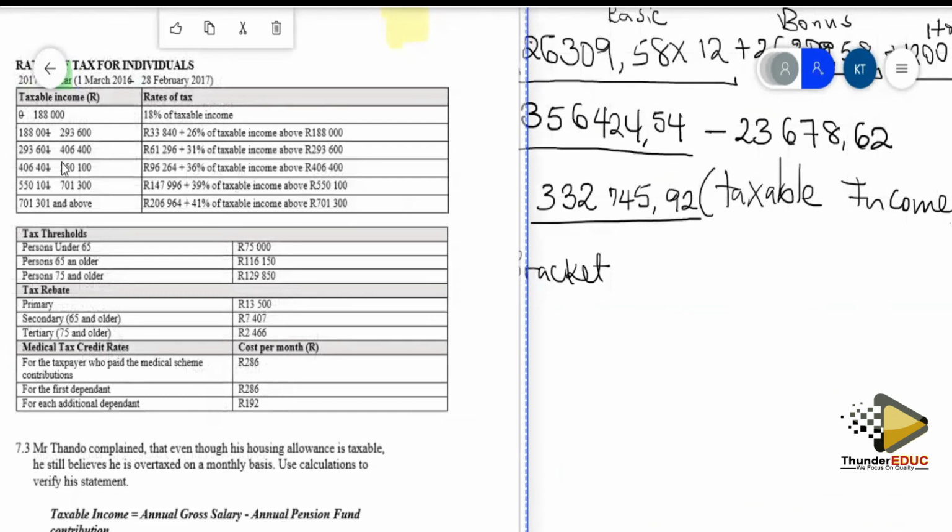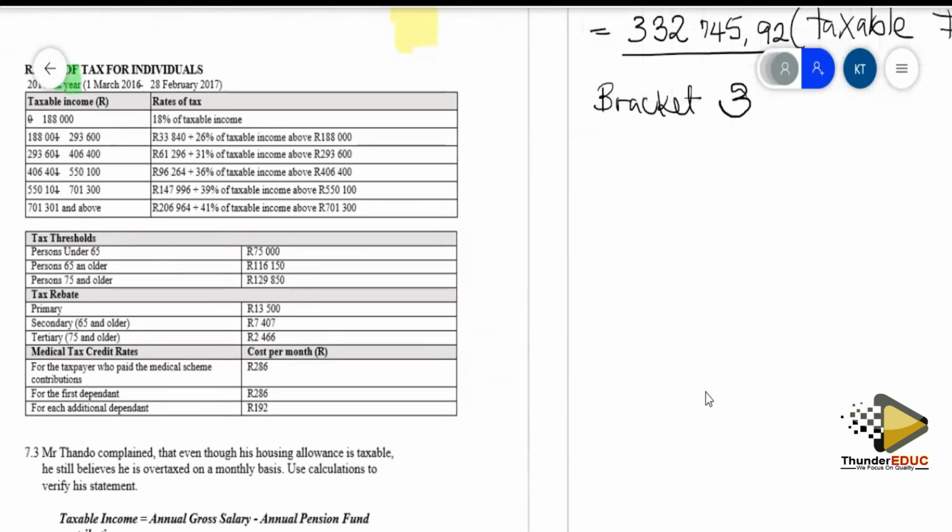number 3. So for bracket number 3, we shall pick it the way it is, which starts with 61,296 plus 0.31. I got this after dividing 31% by 100. Then his taxable income that I already have, which is 332,745.92, minus the value that is already here, 293,600. I close my brackets.